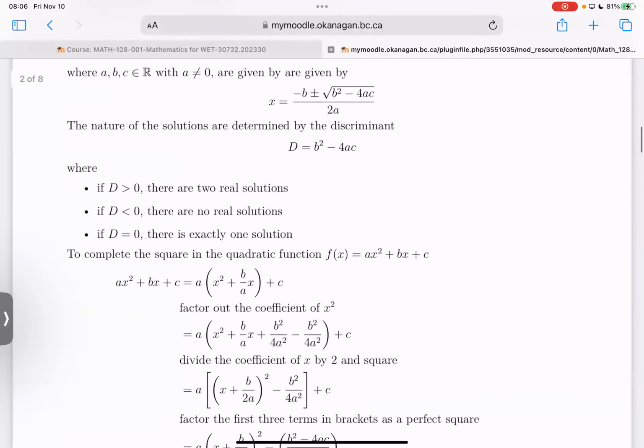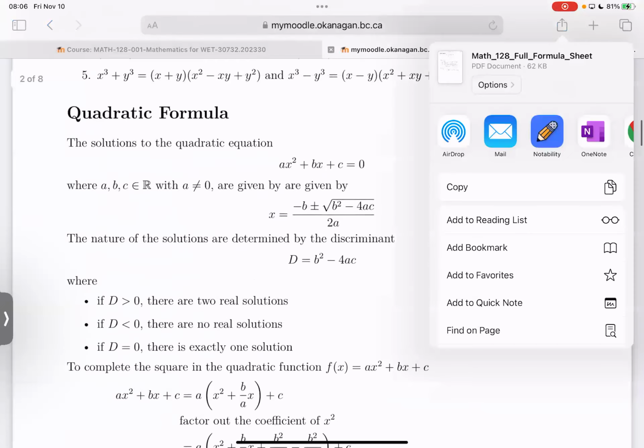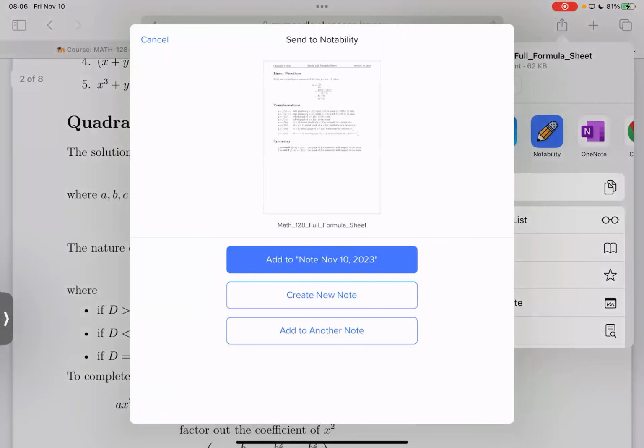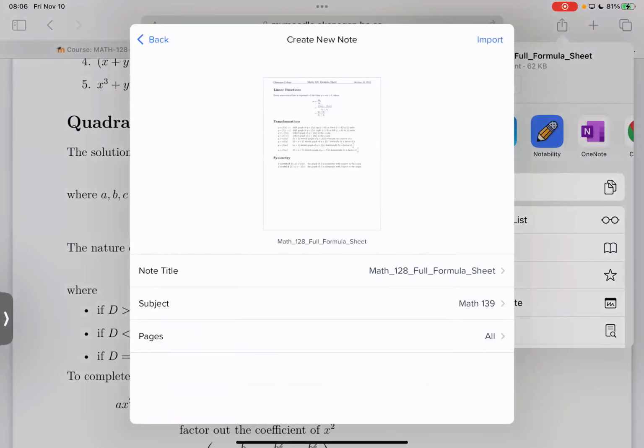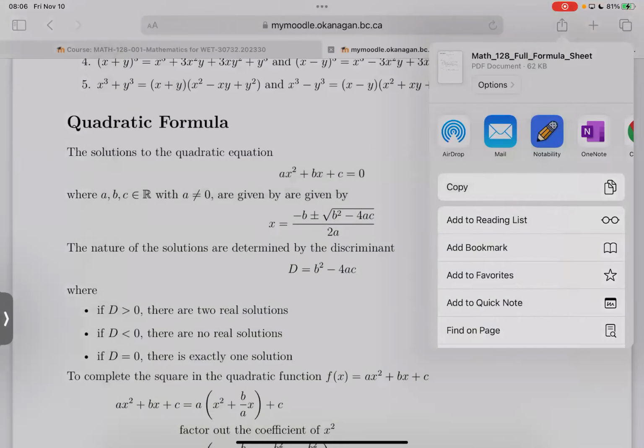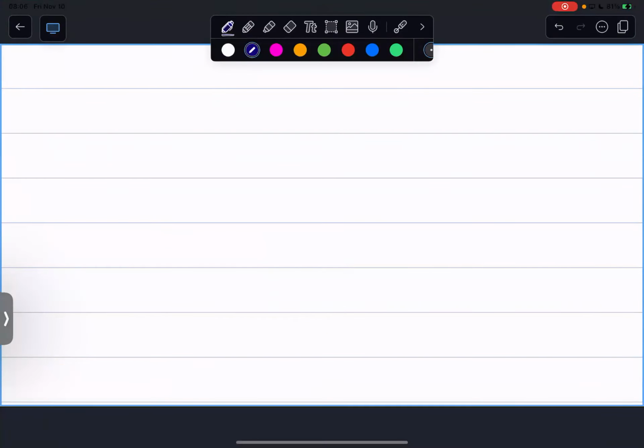I should bring this into Notability so I can draw on it. 28. Done. Let's see here. Come on.